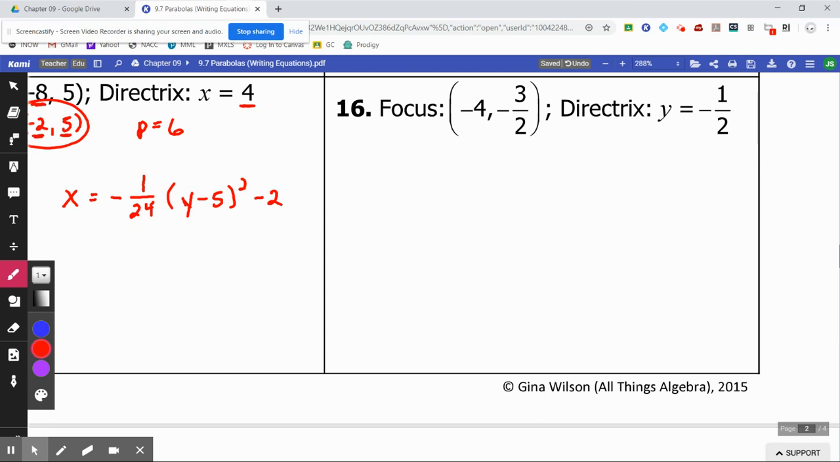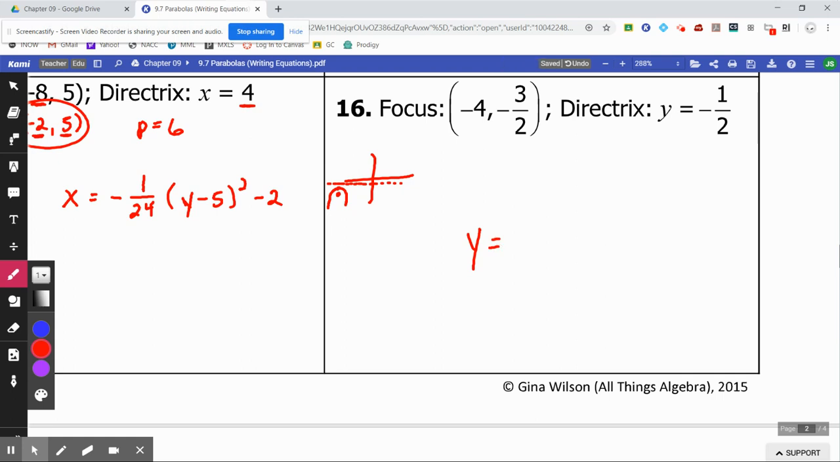This one looks a little bit tough. We have a focus at -4, -3 halves, which is somewhere down in here. We have a directrix at y equals -1 half, which is somewhere right in here. So if this is our focus, our vertex will be right in the middle, so we're going to bend down around it. So there is our parabola. So it will be a y equals parabola.